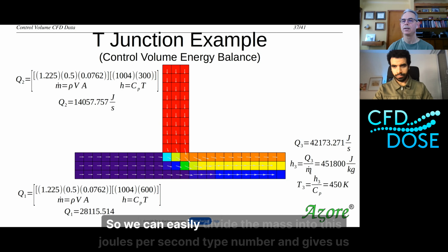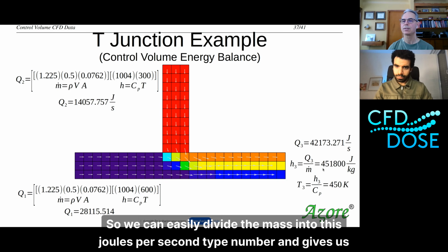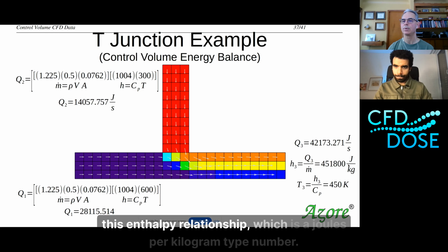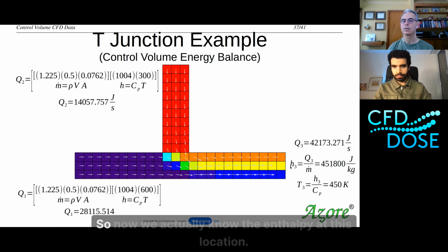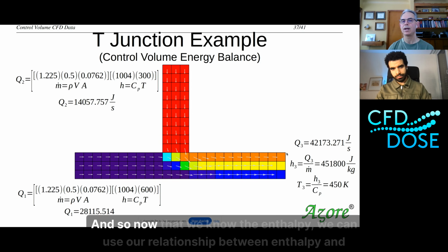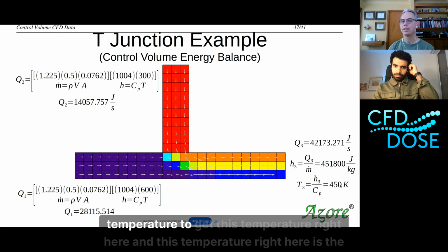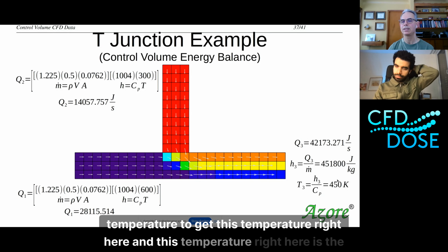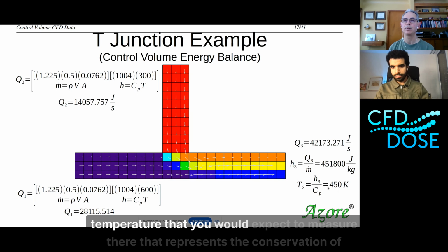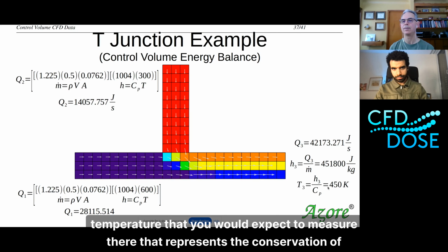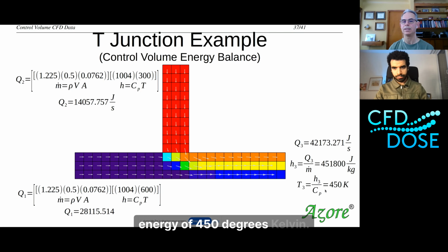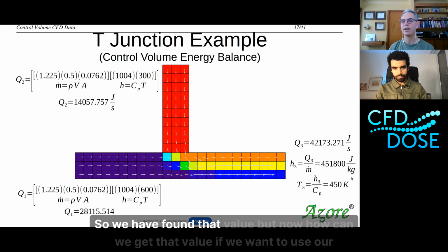So we can easily divide the mass into this joules per second type number, and that gives us this enthalpy relationship, which is a joules per kilogram type number. So now we actually know the enthalpy at this location. And now that we know the enthalpy, we can use our relationship between enthalpy and temperature to get this temperature right here. This temperature is the temperature that you would expect to measure there, that represents the conservation of energy: 450 degrees Kelvin. So we have found that value.